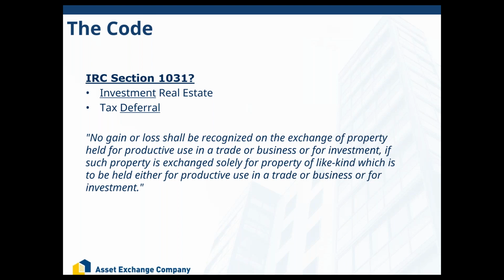All right, now the next part of the code where it states for investment. So for investment could be something as simple as, let's say you own a single family residential home and you hold that for investment. Well, how do you hold that for investment? Well, it's a rental property, right? Well, you can sell that rental property in a 1031 exchange, and then what can you buy as your replacement? Well, that's the next part of the code, like kind property.